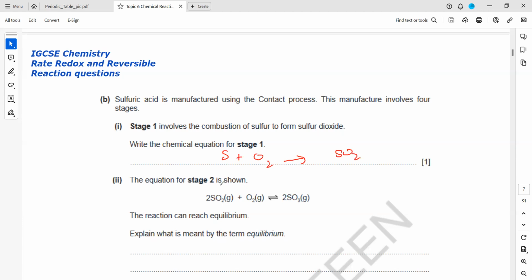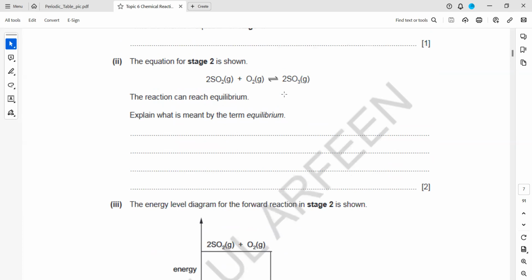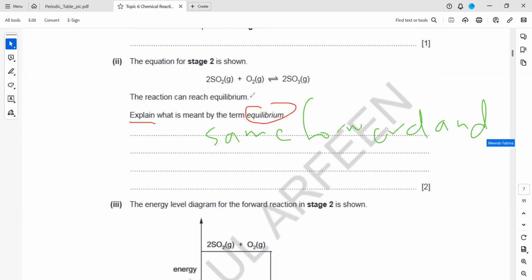The equation for stage 2 shows that sulfur dioxide reacts with oxygen and results in the formation of sulfur trioxide. State what is meant by the term equilibrium. What is the meaning of equilibrium? A 2-mark definition, and it's a repeated question in different past exam papers.